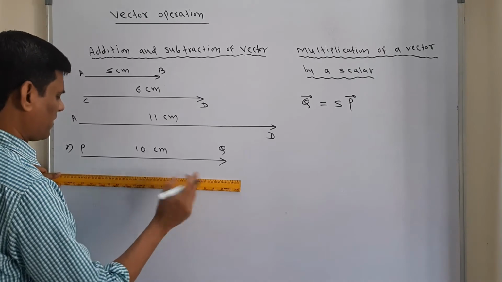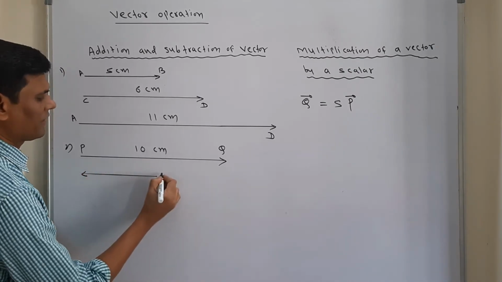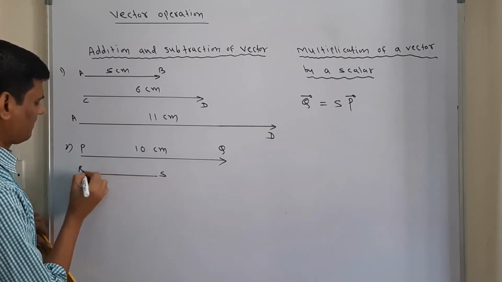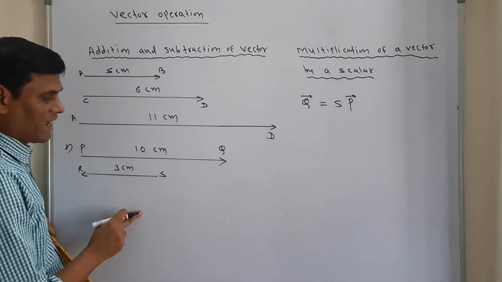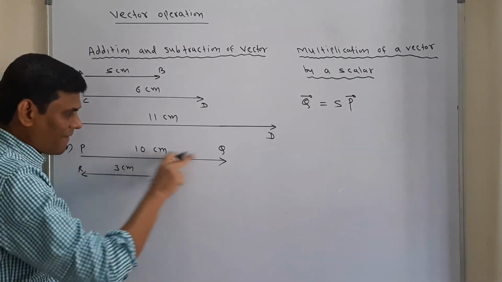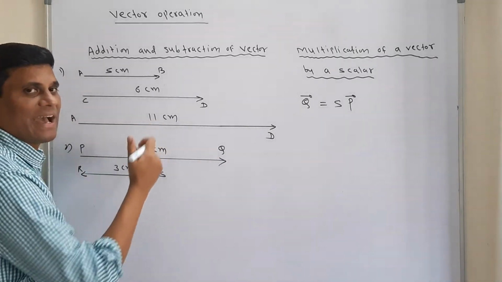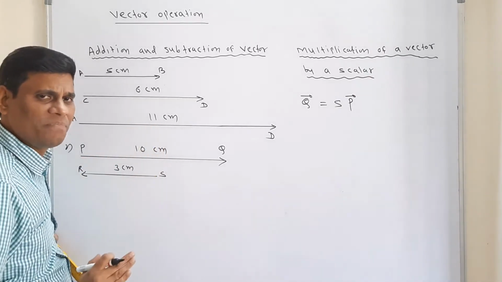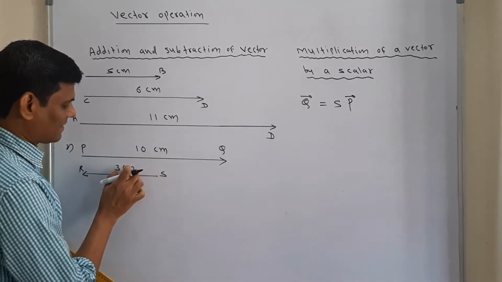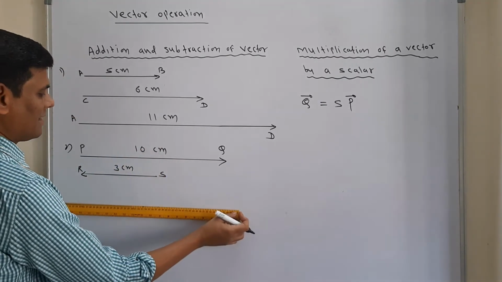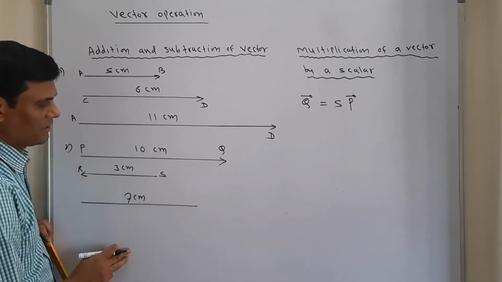Suppose another vector, you can draw it anywhere. Suppose this vector is SR, with a value of 3 centimeter. If I see carefully, vector PQ is traveling in this direction and vector SR is traveling in the opposite direction, that means they are anti-parallel or opposite to each other. Then the resultant magnitude is simply 10 minus 3, that means 7. So the resultant is 7 centimeter.